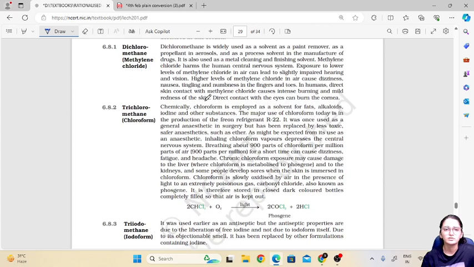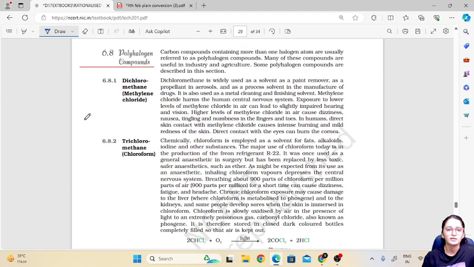Then polyhalogen compounds. Polyhalogen means when you have more than one halogen atom. First of all we have dichloromethane, that is methylene chloride. Only the uses you need to know here. It is used as a solvent, a paint remover, and a propellant in aerosols. It harms the human central nervous system, so exposure to this compound is not good, and direct contact with the eyes can burn the cornea. These points you have to remember.